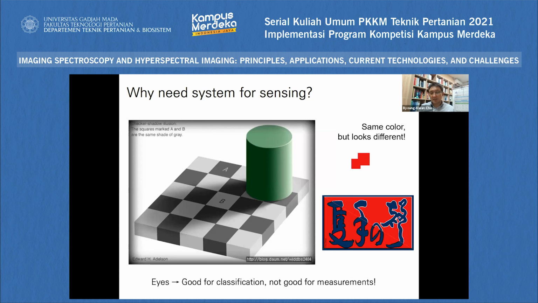Especially for quantitative analysis, our eyes are not good. We cannot quantify something with our naked eyes. That's why we need a system or machine or imaging device for sensing, to detect something accurately.